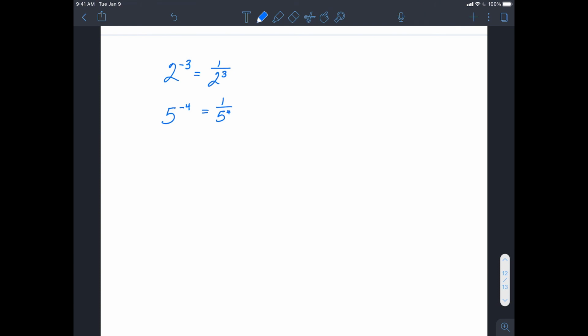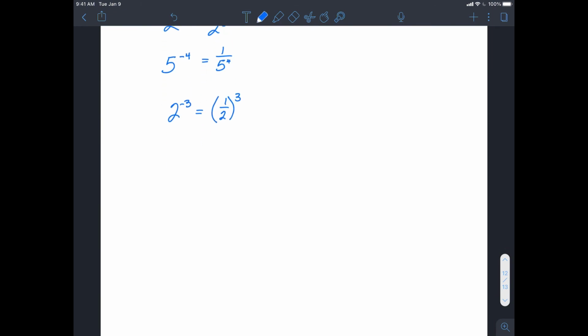There's another way of looking at this. 2 to the -3 is equal to 1/2 cubed. So what the negative exponent did was we took the reciprocal of the base and raise that to the third power.